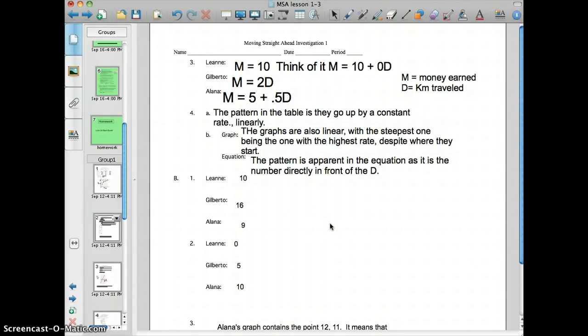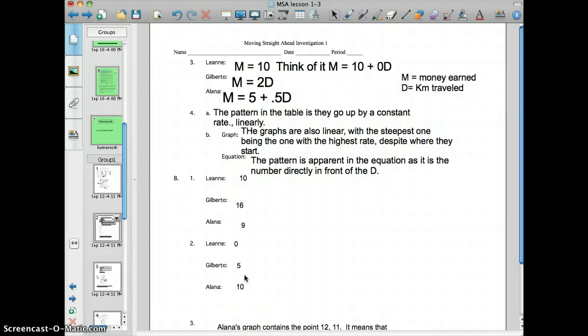Question B asks, suppose each student walked 8 kilometers. How much money does each sponsor owe? Well, Leanne's going to always owe 10. Gilberto's is going to be 2 times that 8, which is the 16. And then Alana is going to be 50 cents times the 8, which gives you the $4, and then you add the 5 for a total of 9.